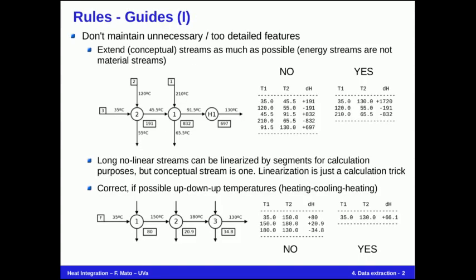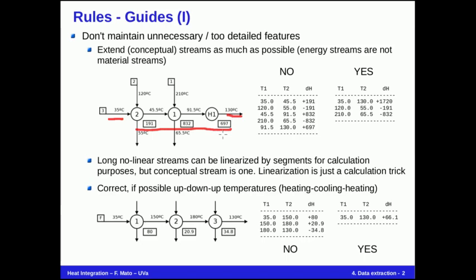First, don't maintain unnecessary, too detailed features. For example, we're going to try to extend a stream as much as possible, going from the starting temperature to the end temperature, summing up the heat needs of the stream along this change. Of course, it can be done if the thermal inertia, the slope of the stream in the T versus delta H diagram, is constant along the change, because we are considering streams as straight lines.